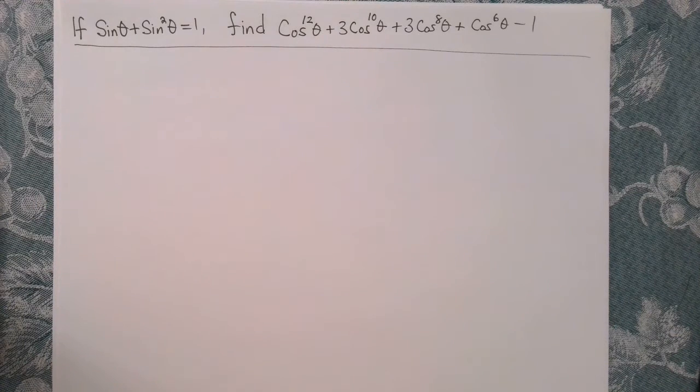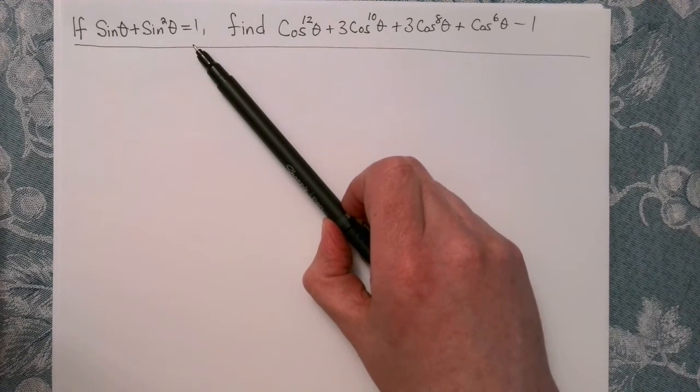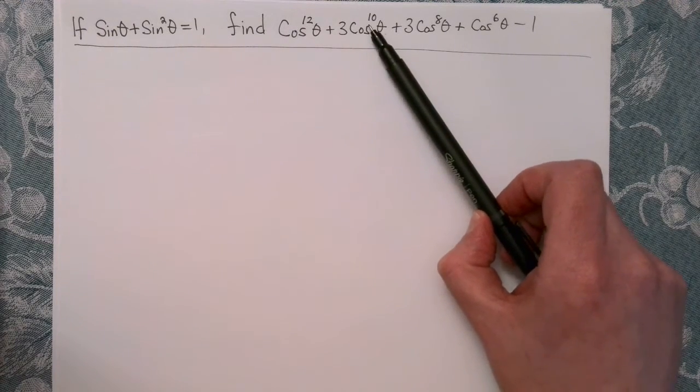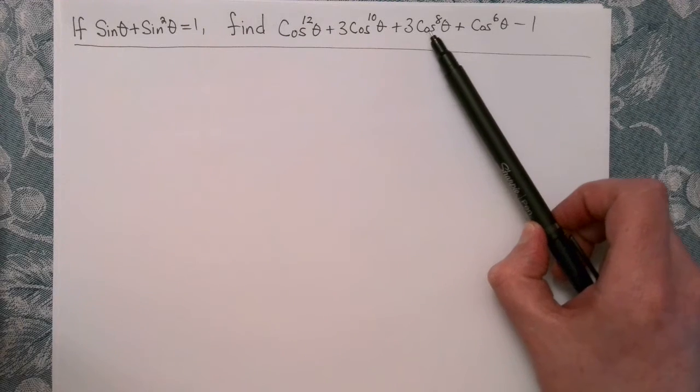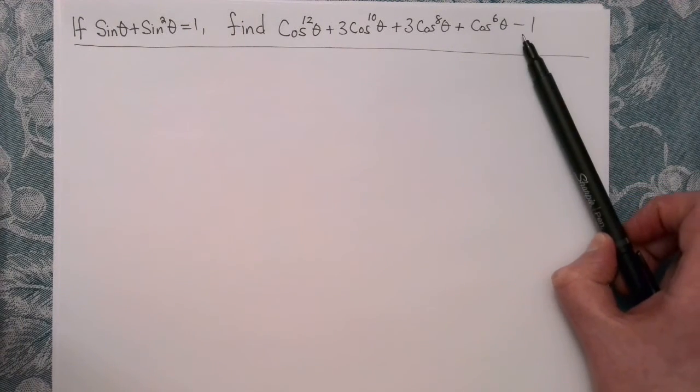Hello everybody, welcome back. So today I've got a nice little trigonometry problem for you. If sine of theta plus sine squared of theta is equal to 1, we want to find cosine to the 12th of theta plus 3 cosine to the 10th of theta plus 3 cosine to the 8th of theta plus cosine to the 6th of theta minus 1.